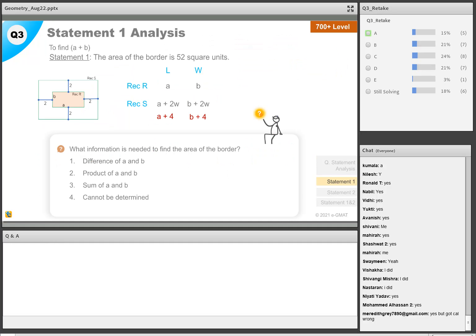Okay, now this is the first statement that I have. The area of the border is equal to 52 square units. I know the length and the width of rectangles R and S. What information is needed to find out the area of the border? Tell me.